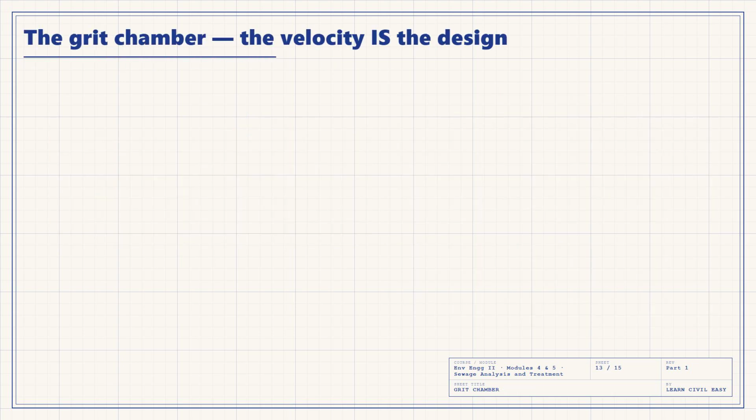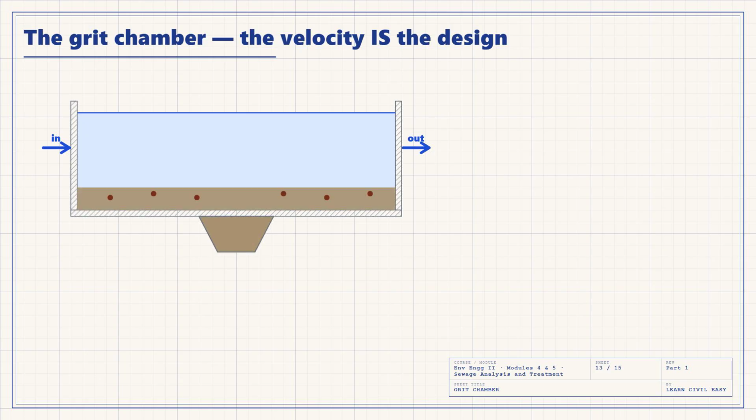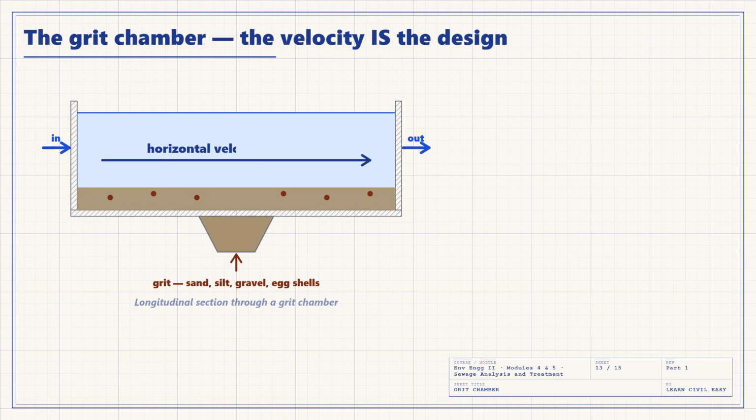The second unit is the grit chamber. Grit is the inorganic, heavy material that finds its way into a sewer: sand, silt, gravel, ash, eggshells. Left in, it wears out pumps, it abrades scrapers, and it fills up the digester with material that has no business being there. A grit chamber is simply a widened channel where the flow slows enough for grit to settle, and no more than enough.